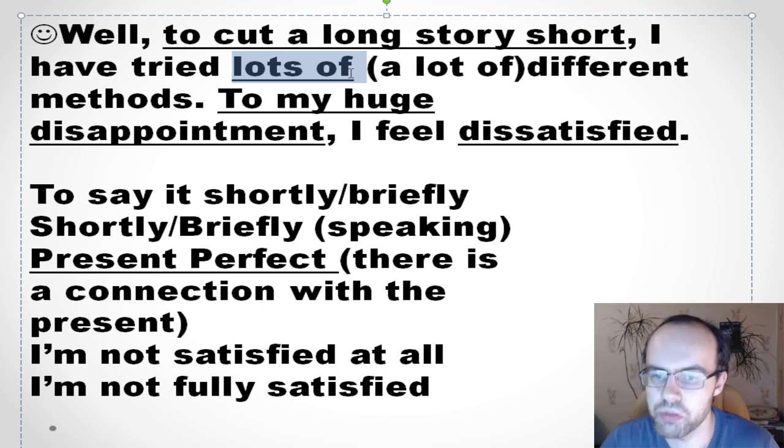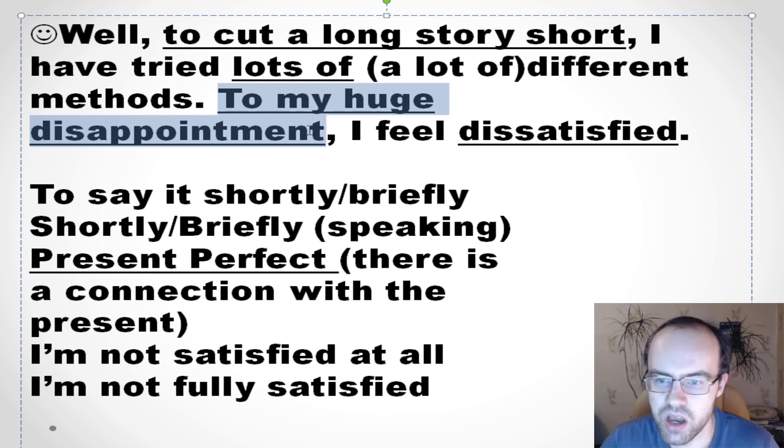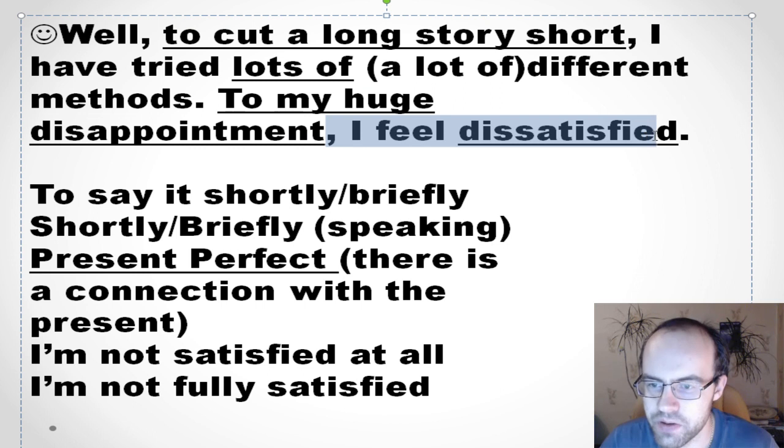To my huge disappointment, it means that I really feel disappointed. I really feel bitterly disappointed maybe. I feel dissatisfied. It means that I'm not satisfied at all.